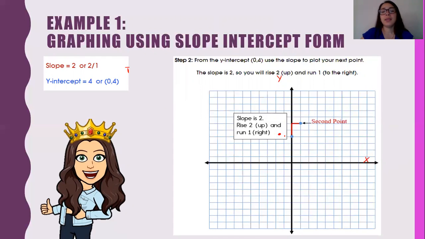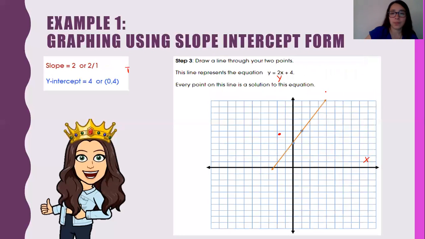Now my next step is that, starting from y equals 4, so starting here, I use my slope to plot my next point. I know that my slope is 2, or 2 over 1, right? That imaginary 1 below it. So what I do from here is I go up 1, 2, and I go to the right 1. So the 2 over 1. And that gives me my next point.